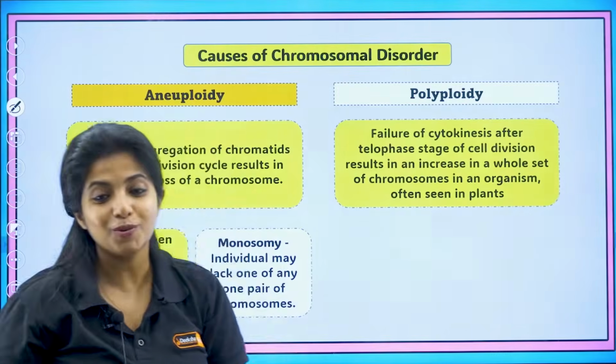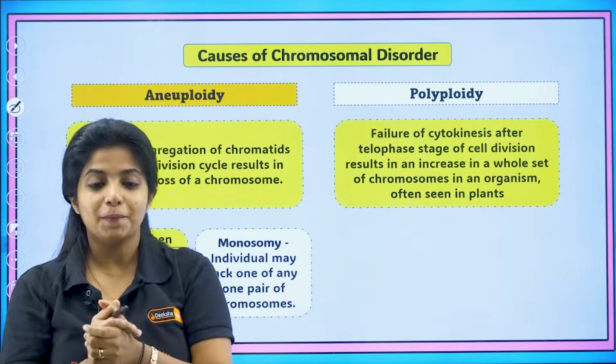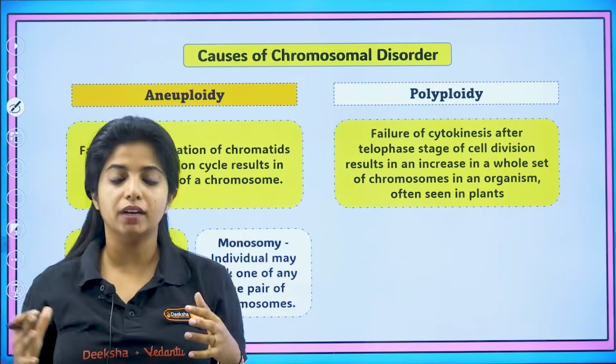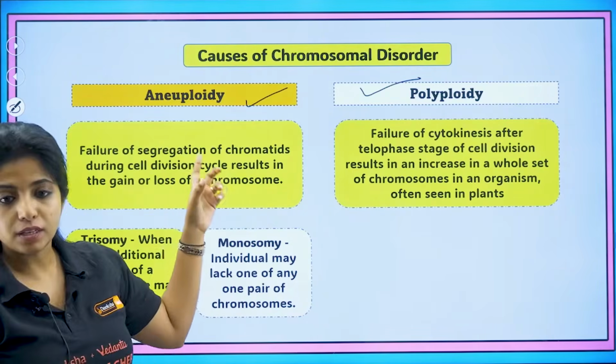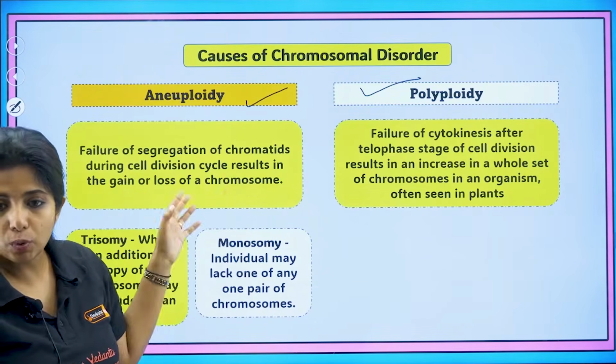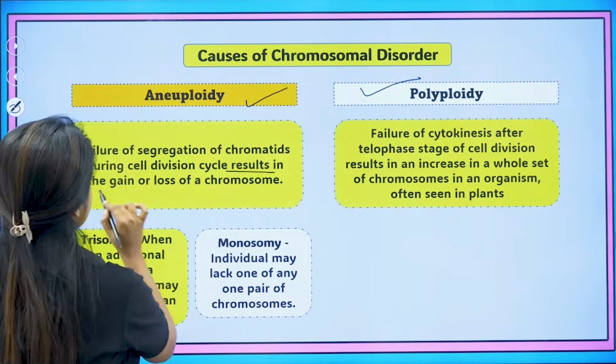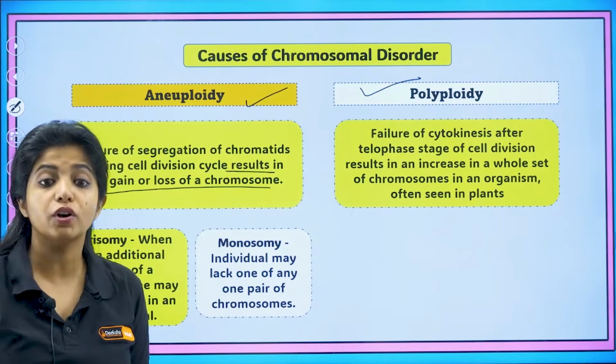Okay, now let's move to chromosomal disorders. First of all, there are 2 different ways in which you can get a chromosomal disorder. One is aneuploidy and the second one is polyploidy. Aneuploidy means failure of segregation of chromatids during the cell division cycle results in the gain or loss of a chromosome.